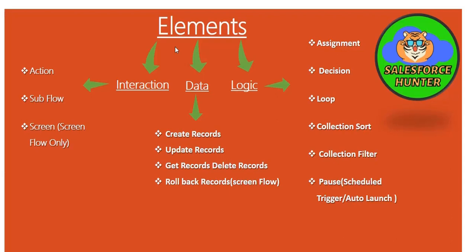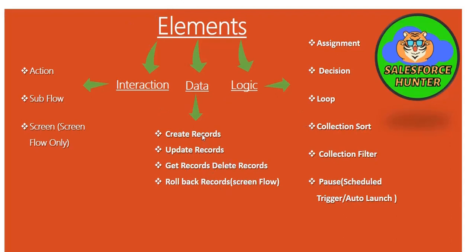Then there is subflow. Subflow is basically used to call another flow from your screen. You just saw that screen is used to take input from the users. Now we come to the data category. In the data category there are create records, update records, get records, and delete records. They are different things; get records and delete records are different elements.